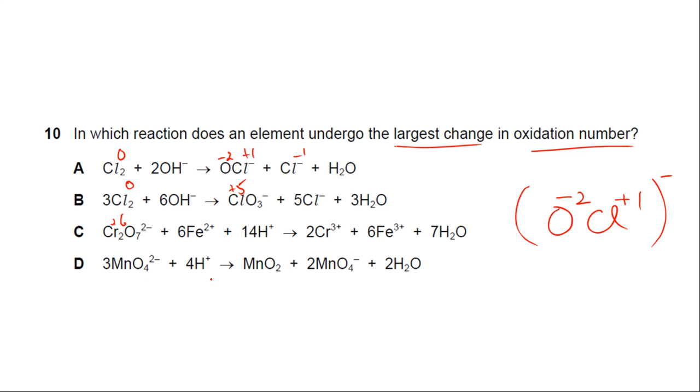And then let's look at manganese. So this is going to be -8, and this right here would be +7. So again, if I look at the oxidation numbers that I've written, the biggest change is in part B, so the answer for this would be B.